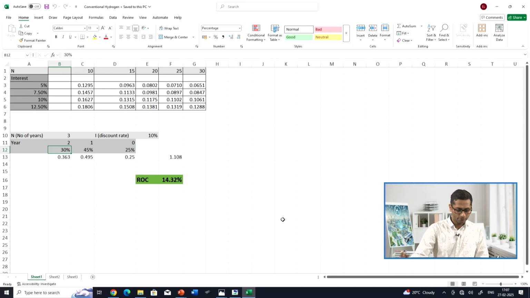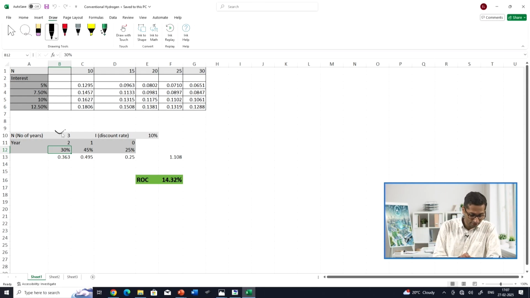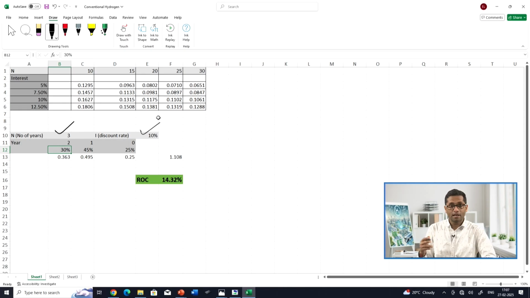So this is what I have tried to show with the help of an Excel sheet. Suppose I am talking about 3 years of plant construction taking place, with a discount rate of 10%. So the first thing would be calculation of the C1. If 30% of the expense is happening in year 1, 45% in year 2 and 25% in year 3, the total factor comes out to be 1.108.